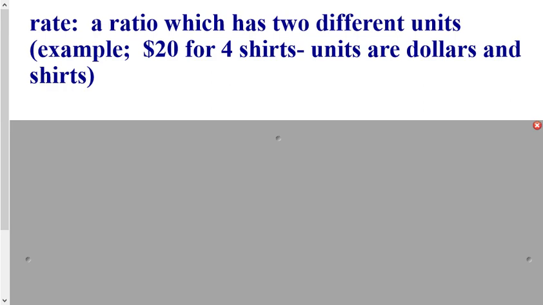So, for example, if I have $20, I can buy 4 shirts, so it's $20 for 4 shirts, then that is a rate. And it's a rate because we have two different units. We have dollars that goes with the 20, and we have shirts that goes with the 4. If I were writing this as a ratio, I could say that it's the ratio of dollars to shirts, and that ratio is 20 to 4. So that is a rate because our two numbers have different units that go with them.